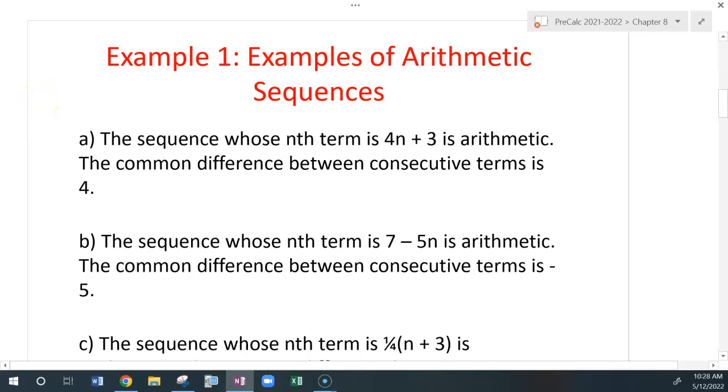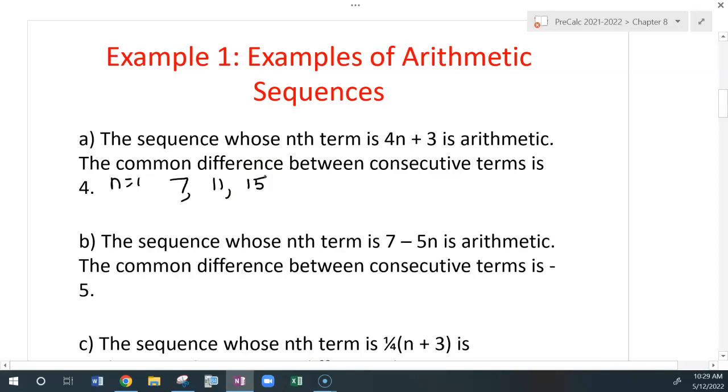And what that means is there is a common difference between every single term in the sequence. So our first one, we have a sequence whose nth term is 4n plus 3. That common difference is 4. So if I was to write terms for that sequence, I would start with n equals 1. I would write 4 times 1 is 4 plus 3, so I get 7. Go on to n equals 2. 4 times 2, 8, plus 3 is 11. Now I'm going to do n equals 3. 4 times 3 is 12, plus 3 is 15.